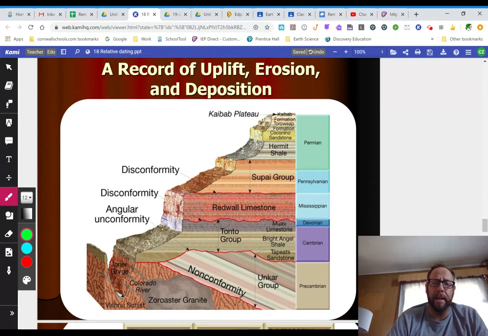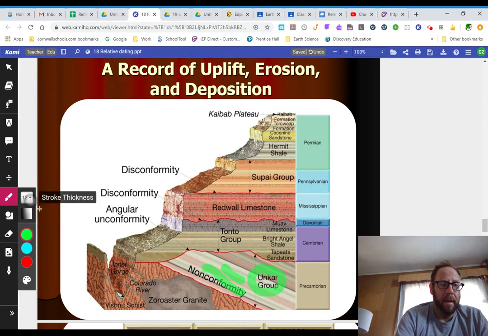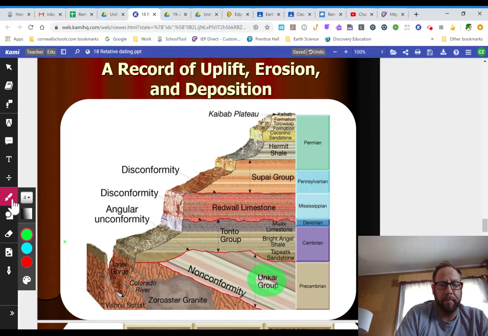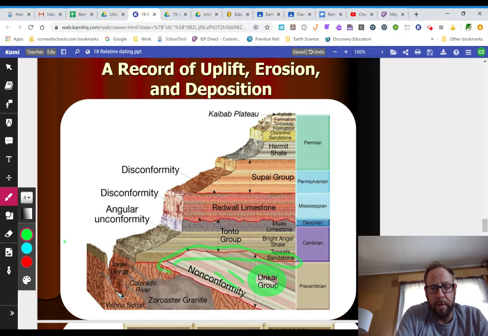So right here you see the Unkar group. It was once horizontally layered sedimentary rocks that were disturbed during uplift. They were tilted, okay? As you can see, they're on an angle, so we would call that angular, right? This tilting is angular. It was exposed to the surface where some of this rock group was eroded. It went back underwater for the Tonto group to start being deposited horizontally over it. This is an angular unconformity.